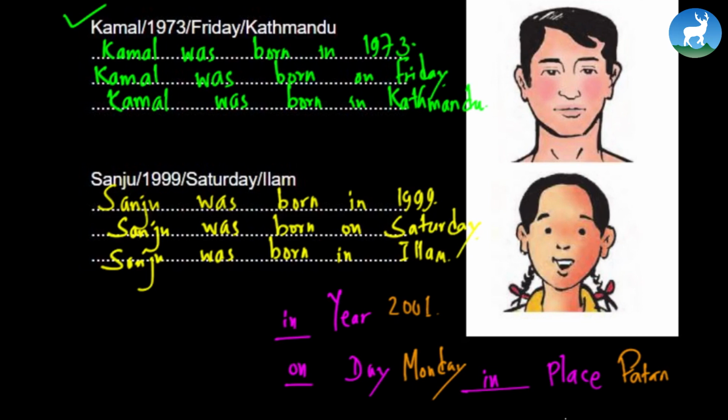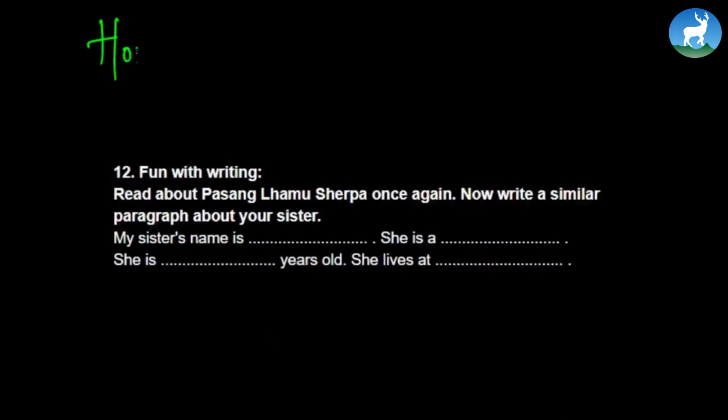And now it's time for me to give you some homework. Okay, let's go to the homework section. It's called Fun with Writing. Let's look at the paragraph. Read about Pasang Lamu Sherpa once again. Now write a similar paragraph about your sister. So you can write, my sister's name is, write your sister's name there. She is a, so what is she? Maybe a student. She is probably 5 years old, 7 years old. She lives at some place, at Sifal, at Naya Baneswar.